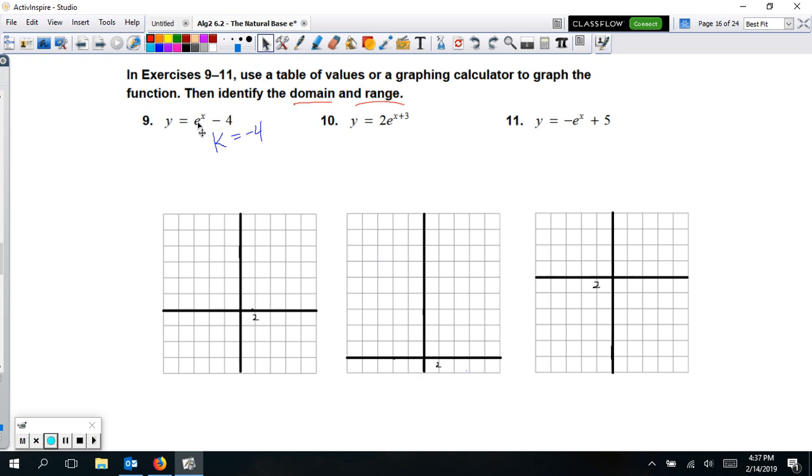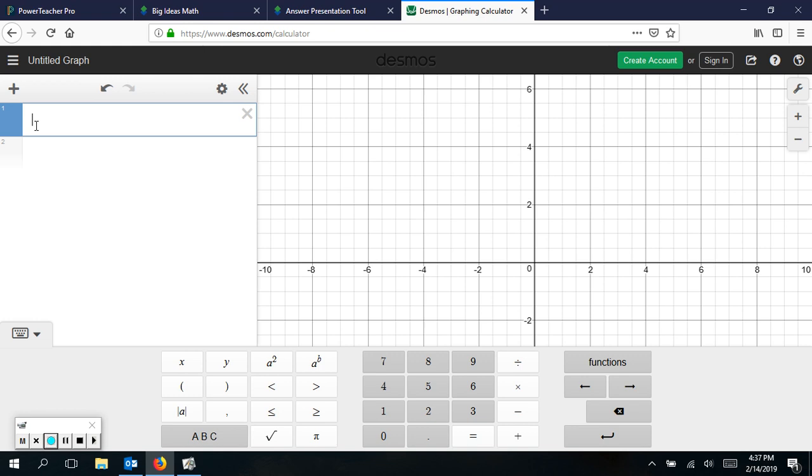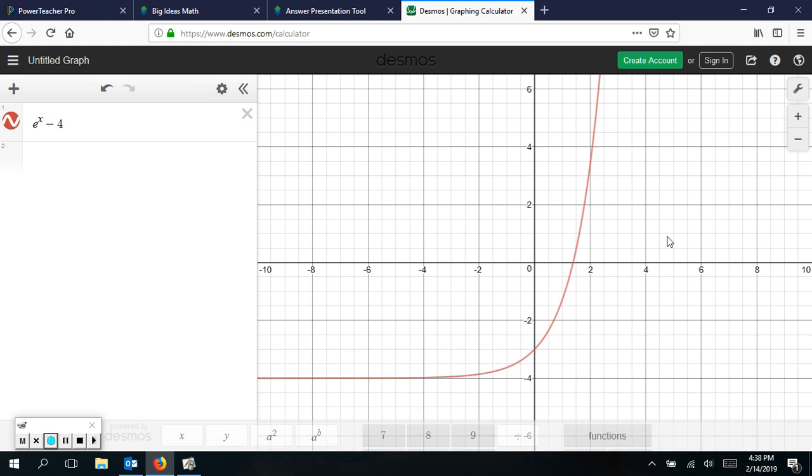So let's go over to the Desmos calculator. I'm going to type in e to the x minus 4 on the calculator. We're just going to type on your keypad. I don't see any e button in here, but you can just type in e, and there it is. Then a to the b raises it up to the x, and then we put a minus 4 in, and there's our function.